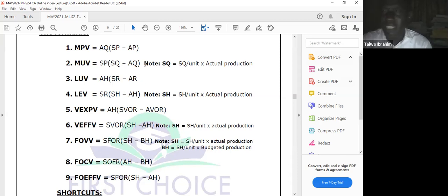You compare that standard quantity with the actual quantity of the material, the flour. If you compare the two, they will give you the variance in the quantity or usage. Then you multiply it by the standard price, the base price, and that gives you the variance.